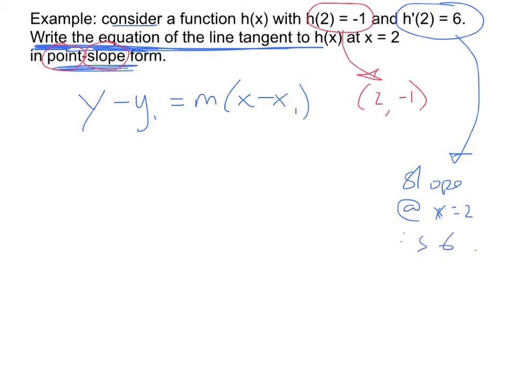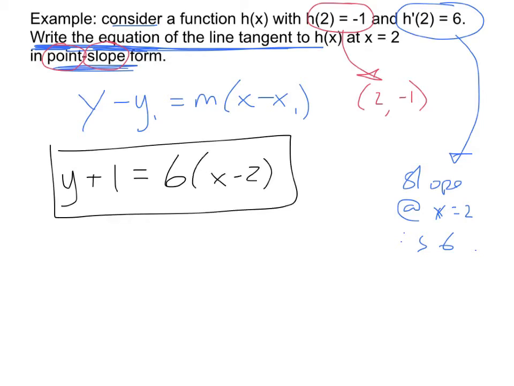And so you have that information, we just plug it in. Y minus negative 1, so y plus 1, equals the slope 6 times x minus 2. Yay, we're done. I mean, very, very easy question. If you have already the statement of the point and the statement of the value of the derivative, we can very quickly write the equation of the tangent line.